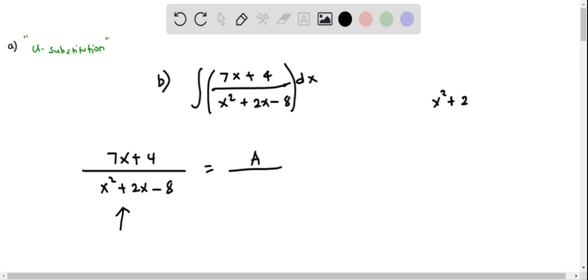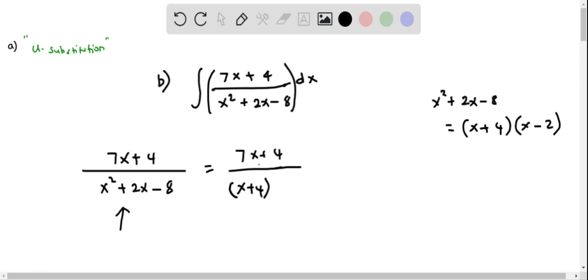This is x squared plus 2x minus 8. This is a quadratic expression which can be written as a product of two linear terms, that is x plus 4 times x minus 2. And so first we write this as 7x plus 4 divided by the denominator in product form, that is in factor form. Now this can be written as a sum of partial fractions by letting one constant A for one of the factors in the denominator, plus another constant B for the other factor, like this.